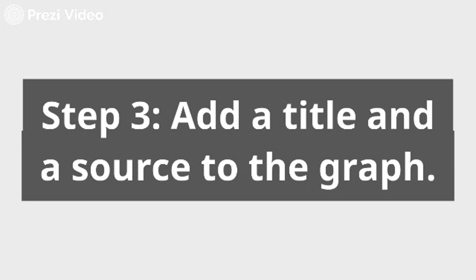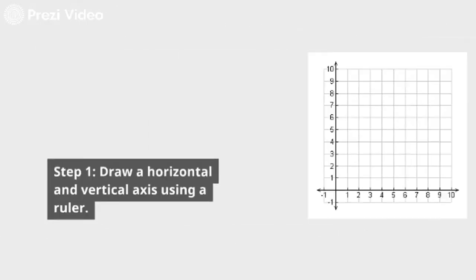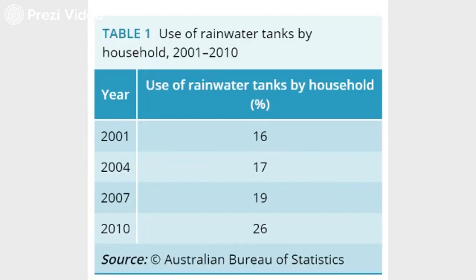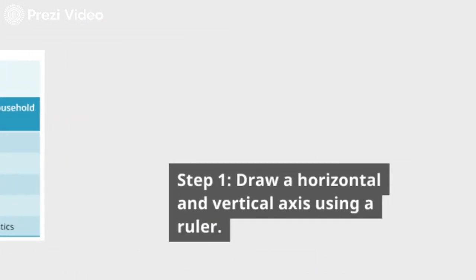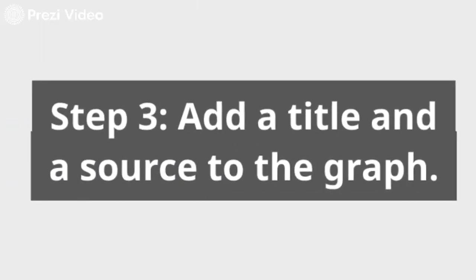Now, the source for this particular data, if we go back to our data here, you can see down the bottom that the data is indicated as being from the Australian Bureau of Statistics. Now, we would also include that information on the graph that we create, just to make sure that we're covering all our bases and we're acknowledging where our data comes from.